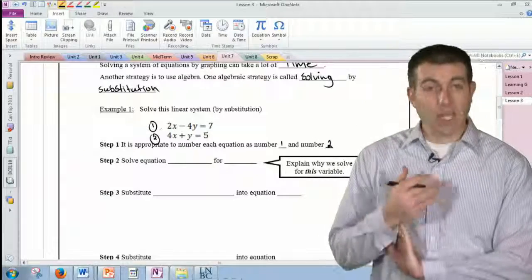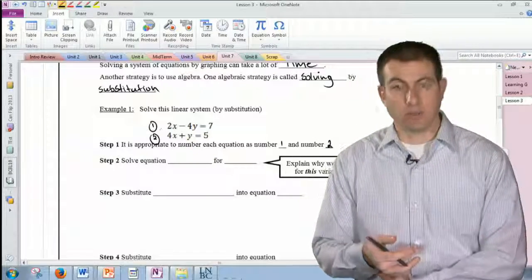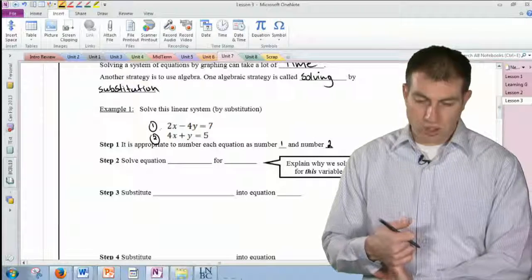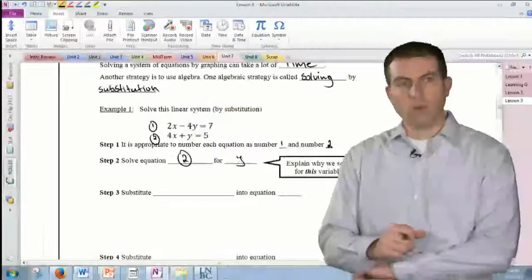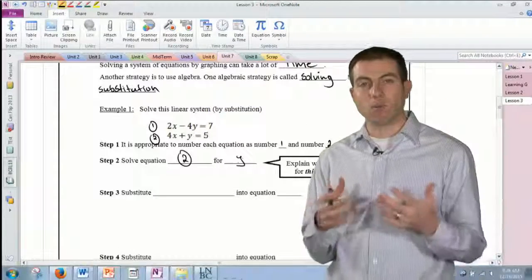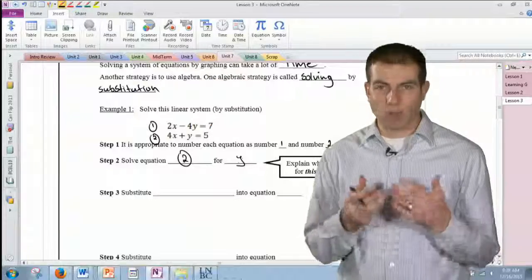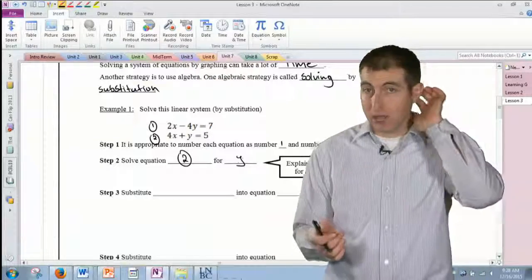So we've labeled our equations. That's the first thing we do anytime we solve a system. We're going to solve equation 2 for y. So what I mean by that is we're going to isolate y, get it by itself. We're going to get y equals something in equation 2.